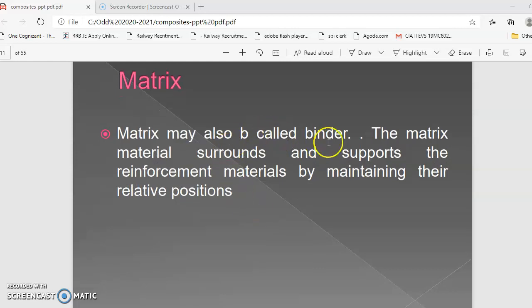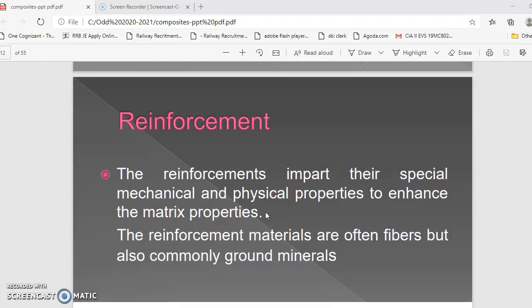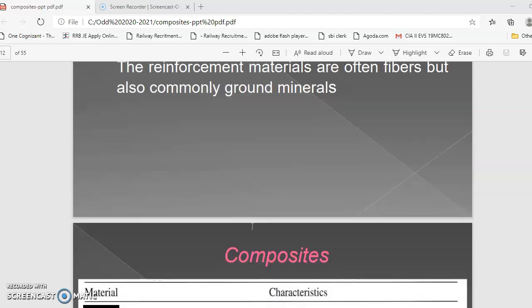The matrix may also be called the binder. The matrix material surrounds and supports the reinforcement materials by maintaining their relative positions. The reinforcements impart their special mechanical and physical properties to enhance the matrix properties.